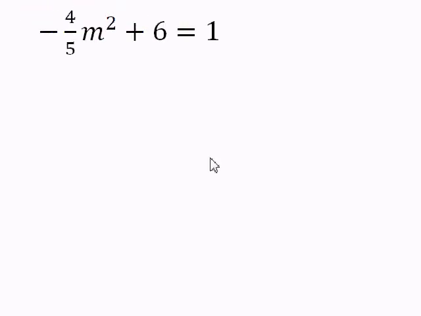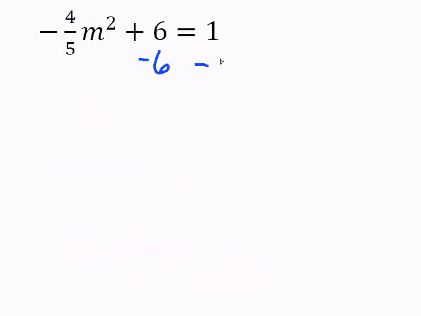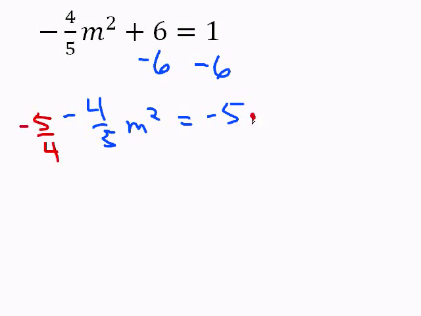For the second example, you should have subtracted 6 from both sides first, giving you negative 4/5 m squared is equal to negative 5. You then could have gotten rid of the negative 4/5 by multiplying both sides by the reciprocal, negative 5/4.